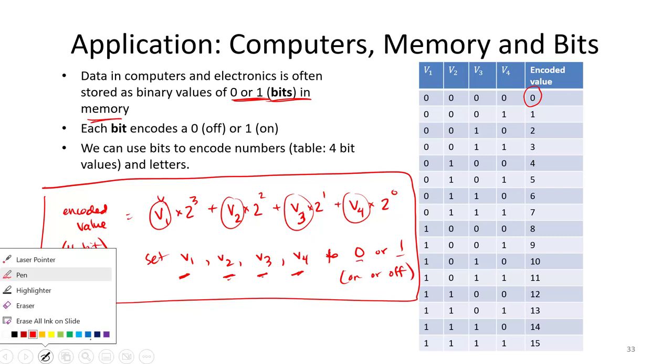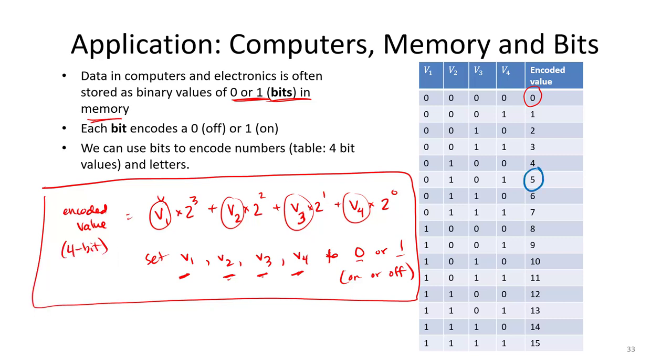But if I wanted to encode the number 5, I would set voltage V1 to 0, voltage V2 to 1, voltage V3 to 0, and voltage V4 to 1, and I would calculate that my encoded value is 0 times 2 to the third, plus 1 times 2 to the second, plus 0 times 2 to the first, plus 1 times 2 to the 0. So 0, 1, 0, 1 is equal to 0 times 8 plus 1 times 4 plus 0 times 2 plus 1 times 1. That gives us our number 5.